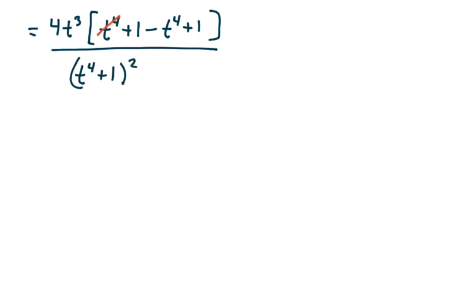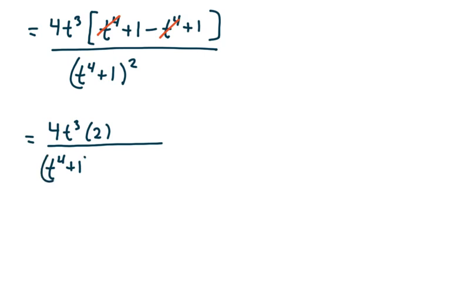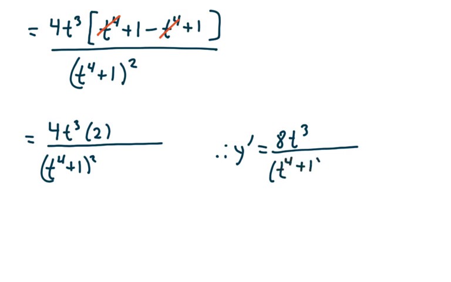But I can cancel out these t to the 4ths right there. And so this is 4t cubed times 2 divided by t to the 4th plus 1 raised to the second. So therefore, y prime is 8t cubed divided by t to the fourth plus 1 to the second. And that's how you do problem number 7.